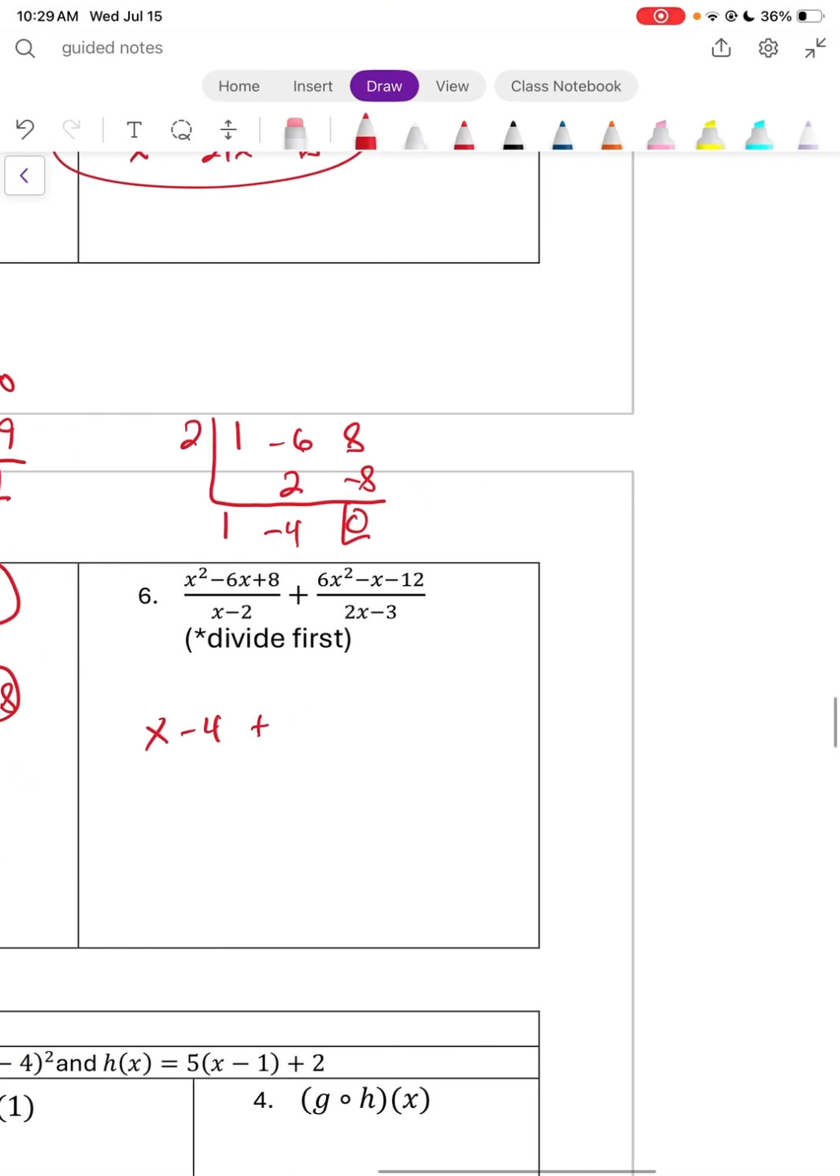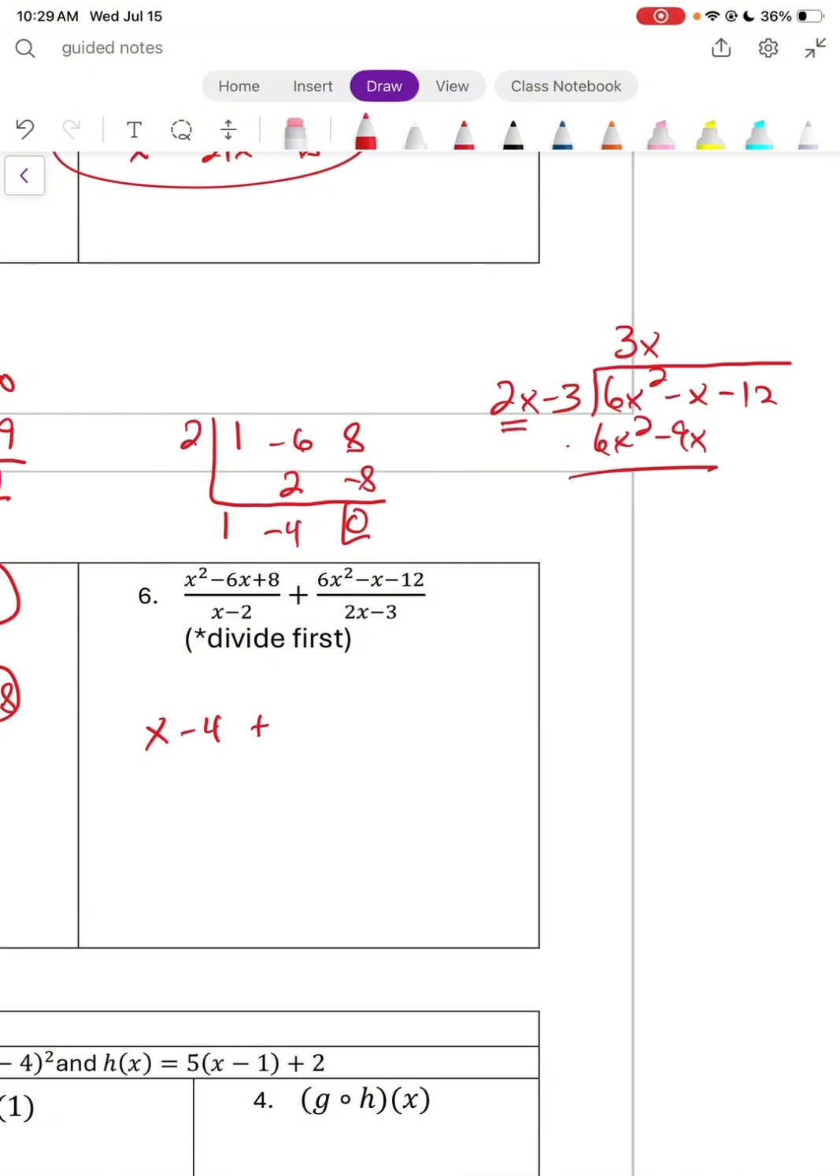Second part, we're long division by 2x minus 3. So 2x minus 3 divided into 6x squared minus x minus 12. Again, we're only worried about the 2x. 2x into 6x squared gives me a 3x. When you divide, now we multiply it back out. 3x times 2x is 6x squared. 3x times negative 3 is negative 9x.